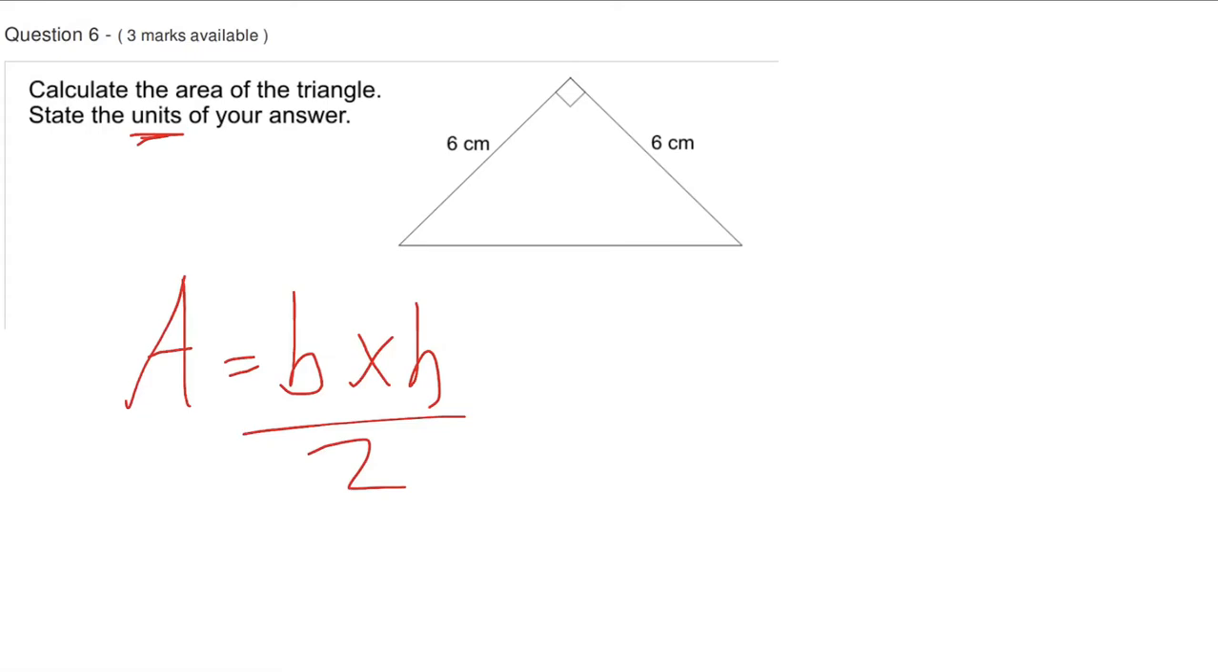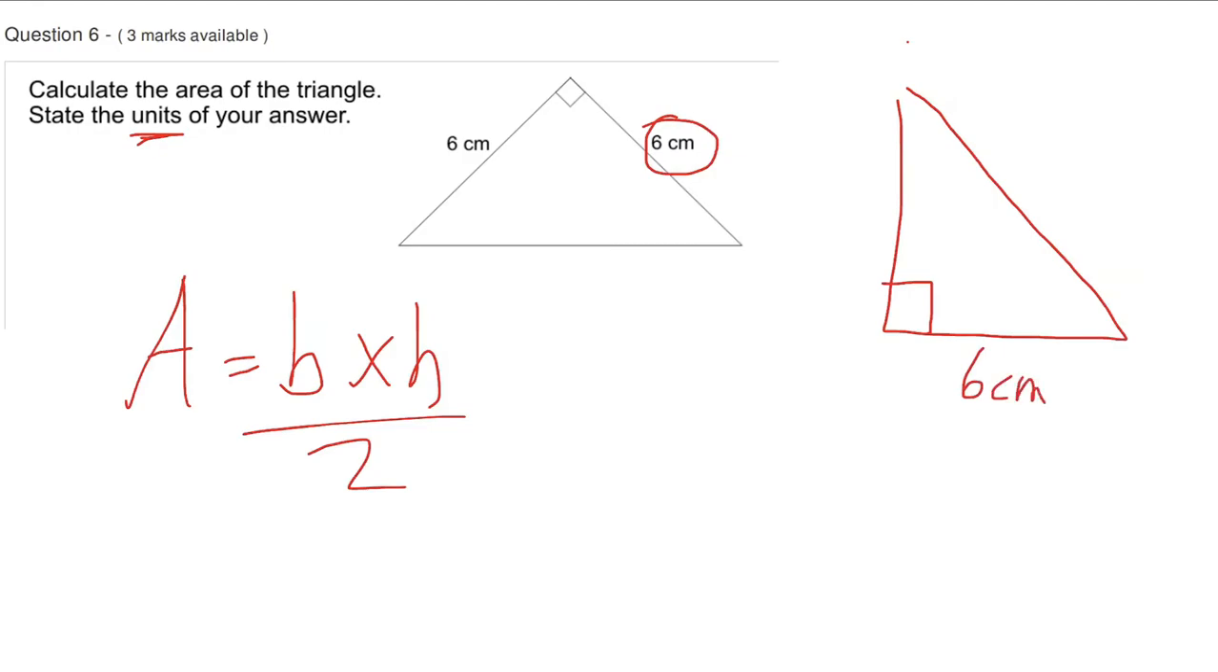So this is a right angle triangle, so let's draw it out the way that we usually see a right angle triangle. And there's your right angle. This will just be a bit easier to see what is your height and what is your base. So this 6 centimeters is your base, and that 6 centimeters is your height. So we've just rotated it to have it in this way. So now we can see our base is 6 and our height is also 6.